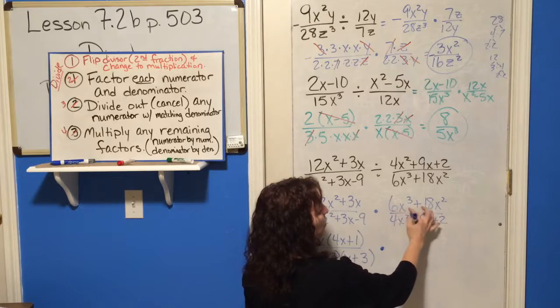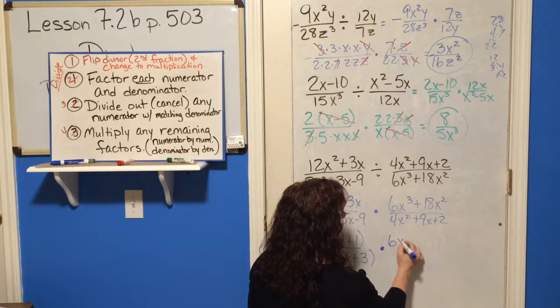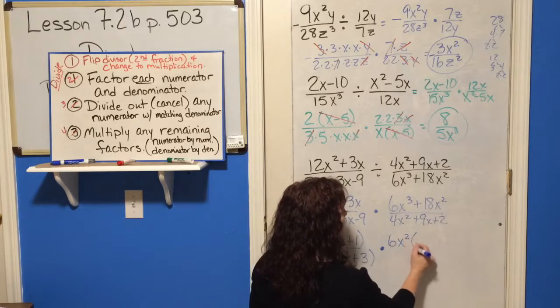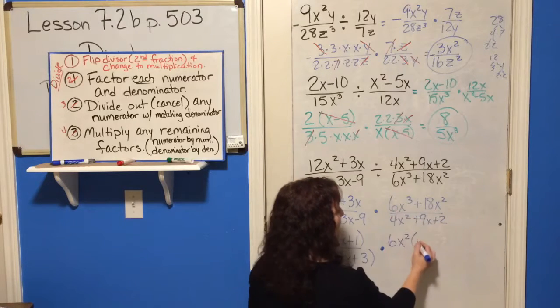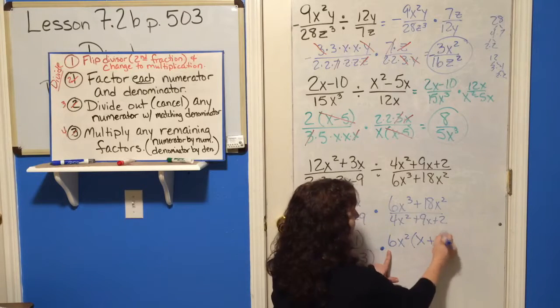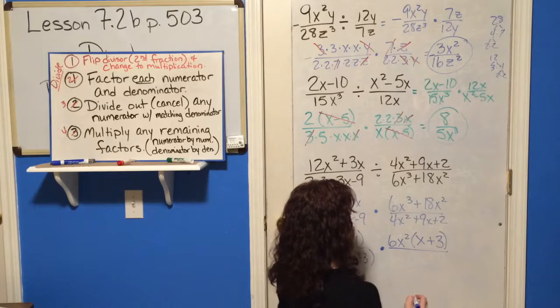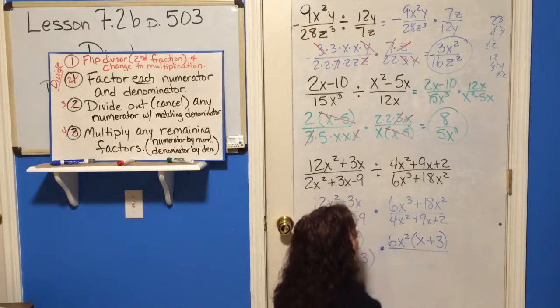6 is in common with both, so we're going to take a 6 out. Oh, and x squared is in common. So 6x squared comes out. There's an x left here, plus 6 times 3, and x squared already came out, so we're done. And now down here, oh dear.